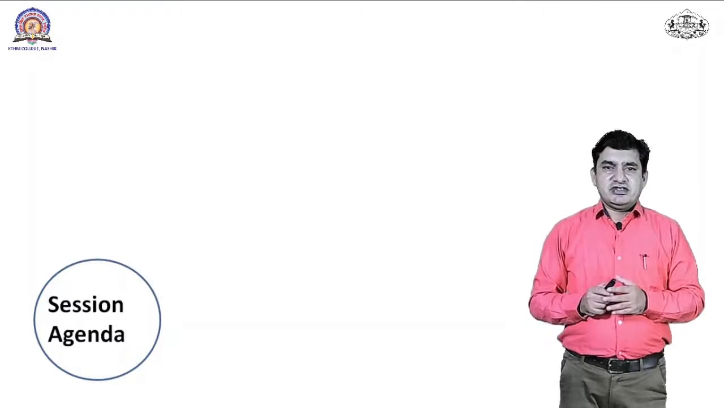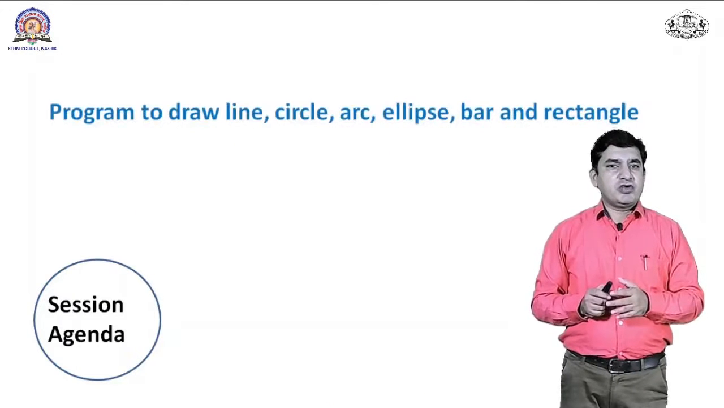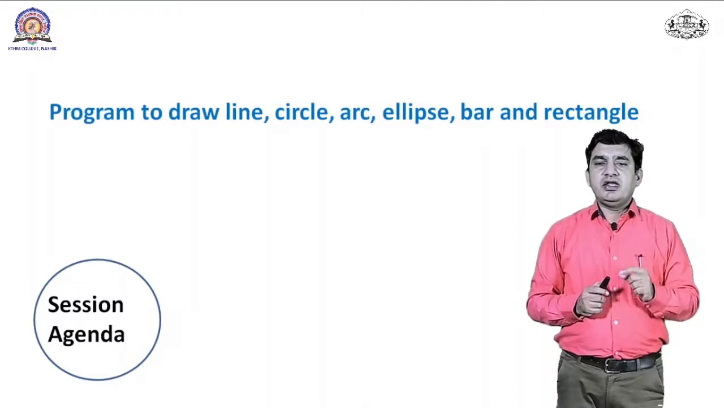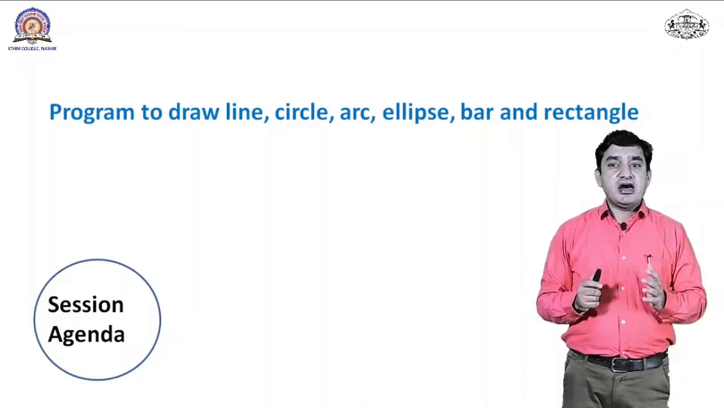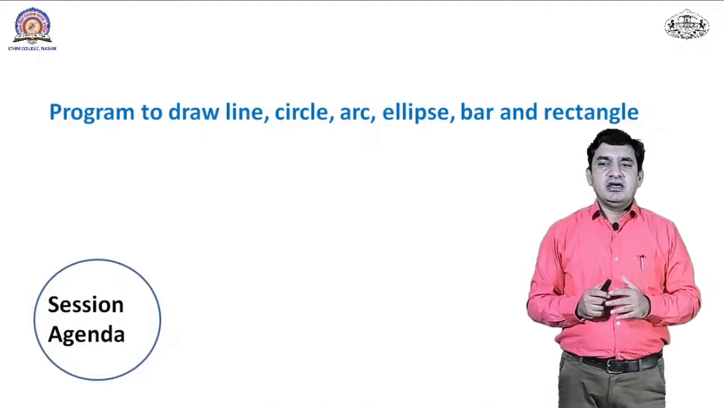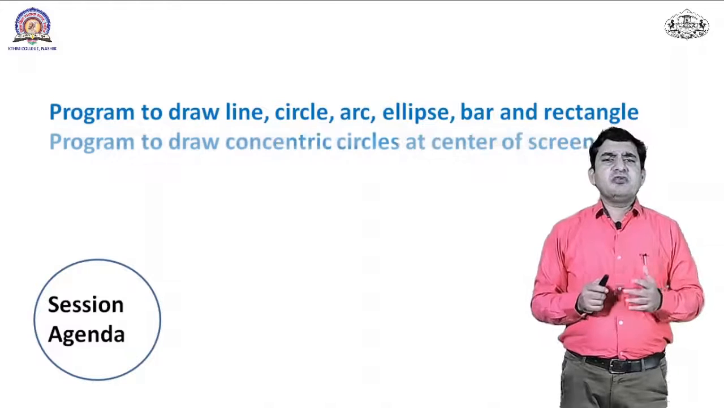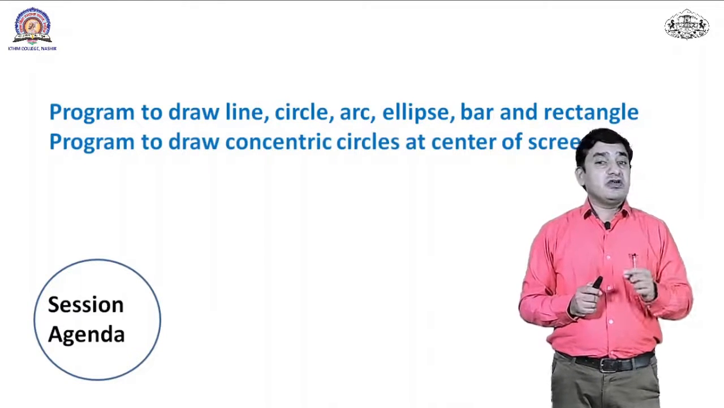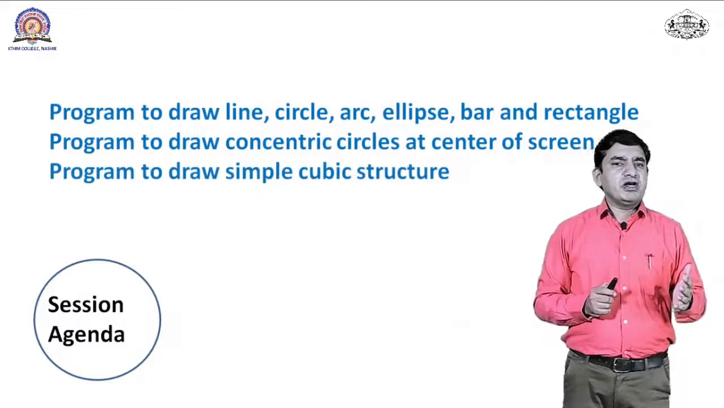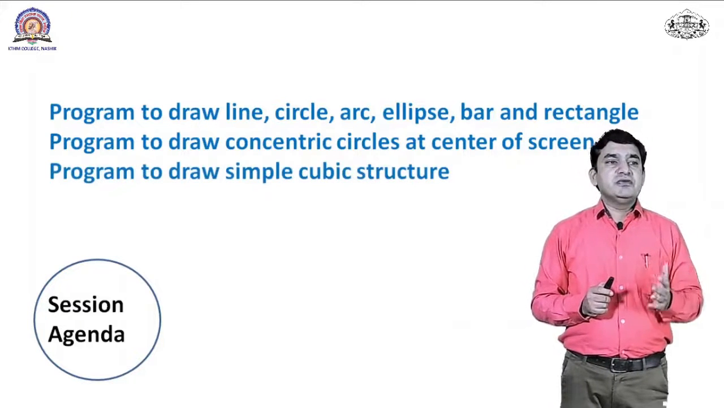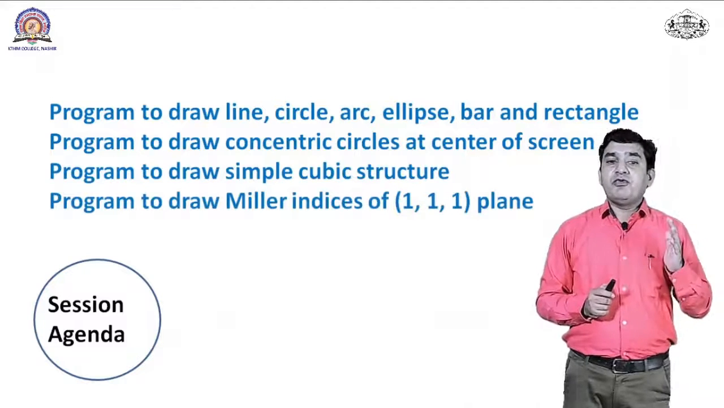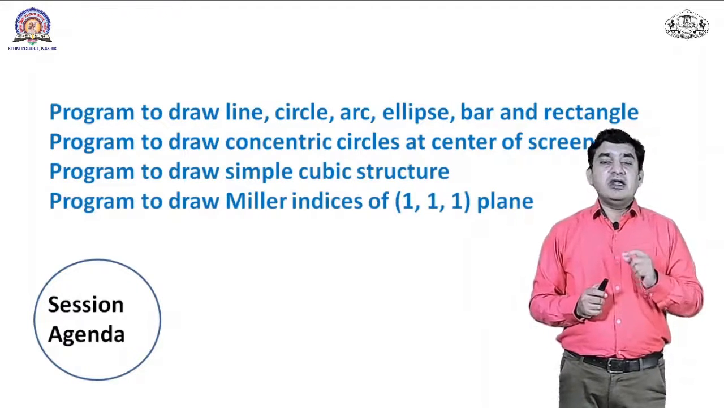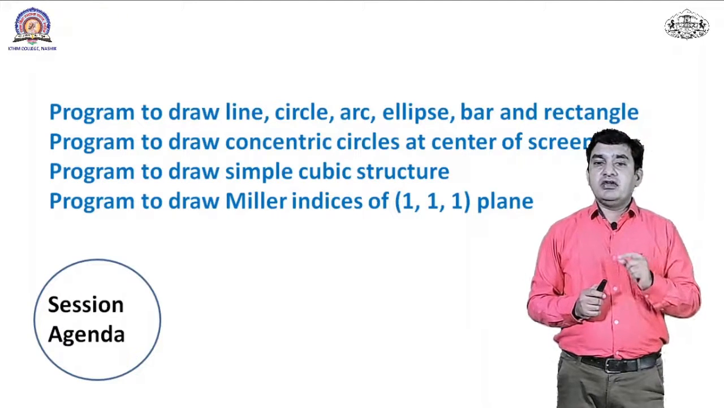In this lecture we are going to see 4 programs. First program is a program to draw line, circle, arc, ellipse, bar and rectangle. Our second program is a program to draw concentric circles at the center of a screen. Third program is a program to draw simple cubic structure, and the fourth program is a program to draw Miller indices of a 111 plane.